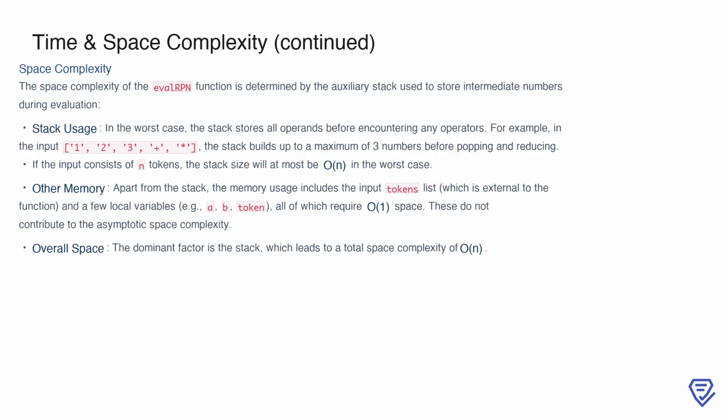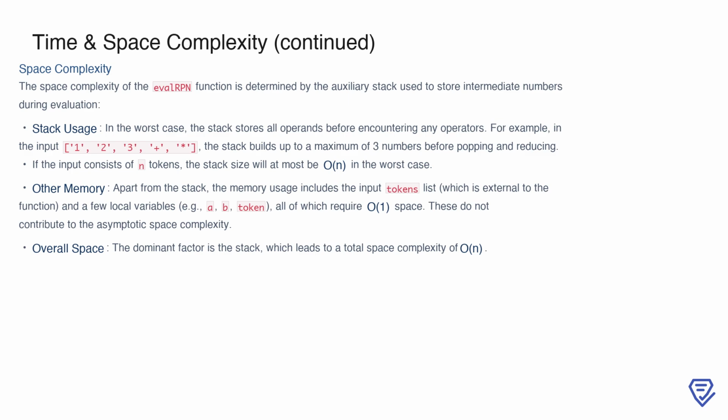Now, let's examine the space complexity of the eval_rpn function, which is primarily determined by the stack used to store intermediate results. In the worst-case scenario, all operands are pushed onto the stack before any operators are encountered. For example, in an input like 1, 2, 3, plus, asterisk, the stack temporarily holds all three numbers before reducing. If the input contains n tokens, the maximum stack size in such cases will be proportional to n, leading to a space complexity of O(n).